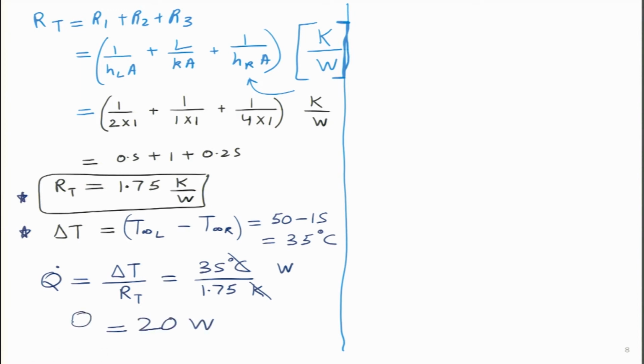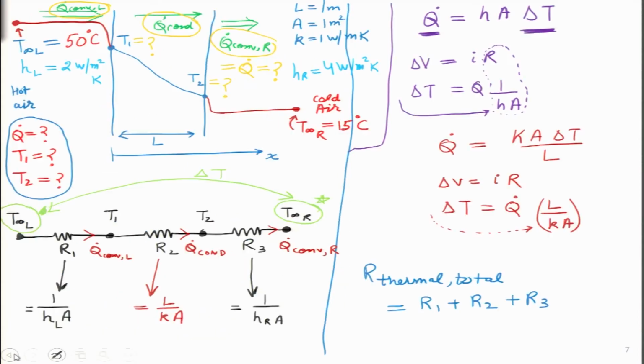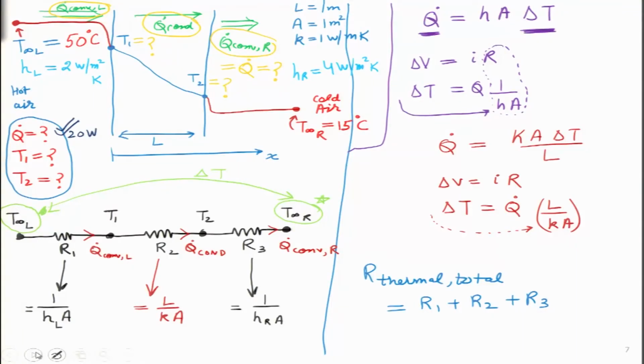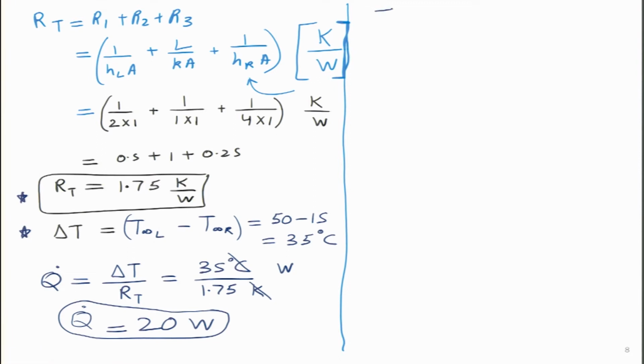So, one of the answers we have figured out. Let us go back and put a check over here. So, this Q dot value we have figured out and it is equal to 20 watts. So, I can write that over here. Now, we have only got to figure out the value of T1 and T2, which we can do by simple analysis again. So, let us go to the next slide and we will try and figure out what is the value of T1 and what is the value of T2.